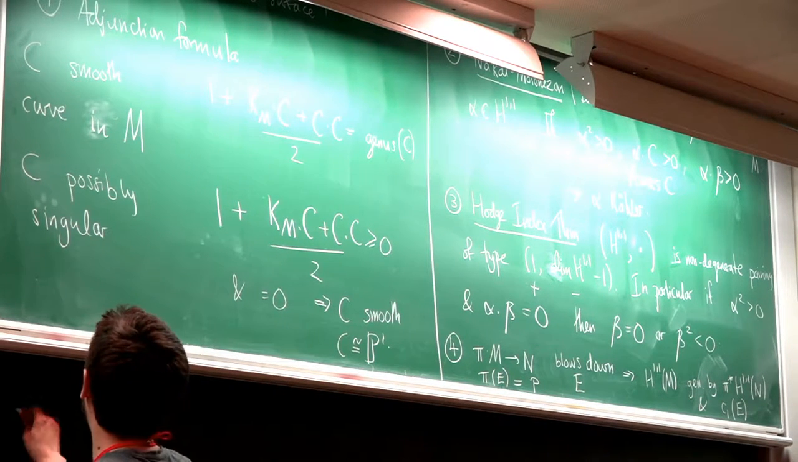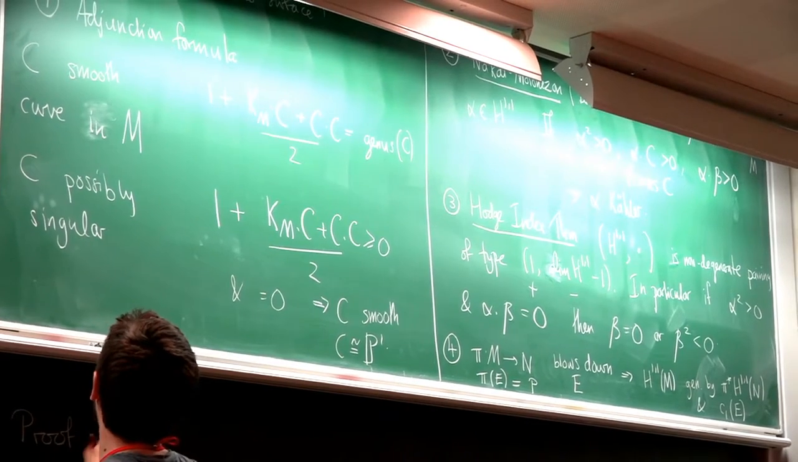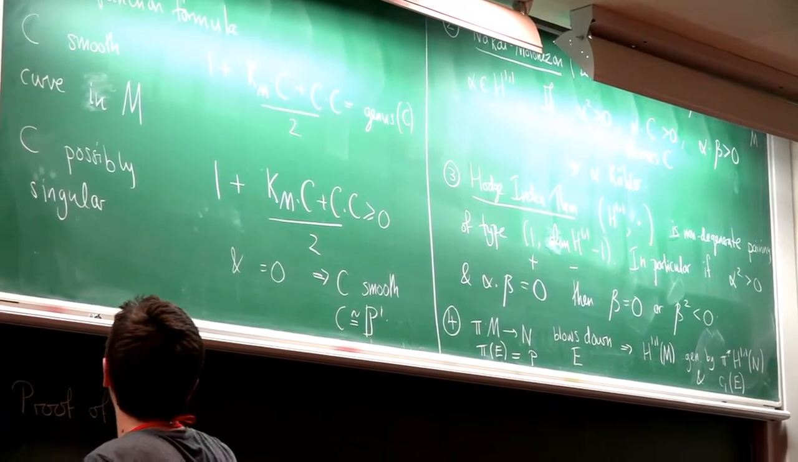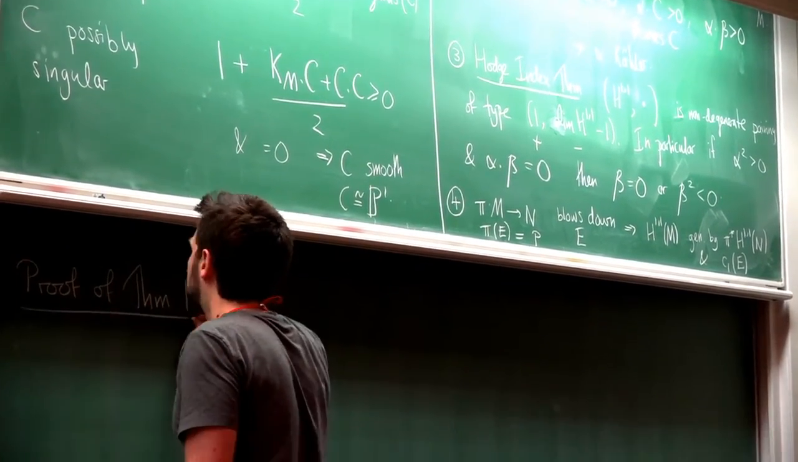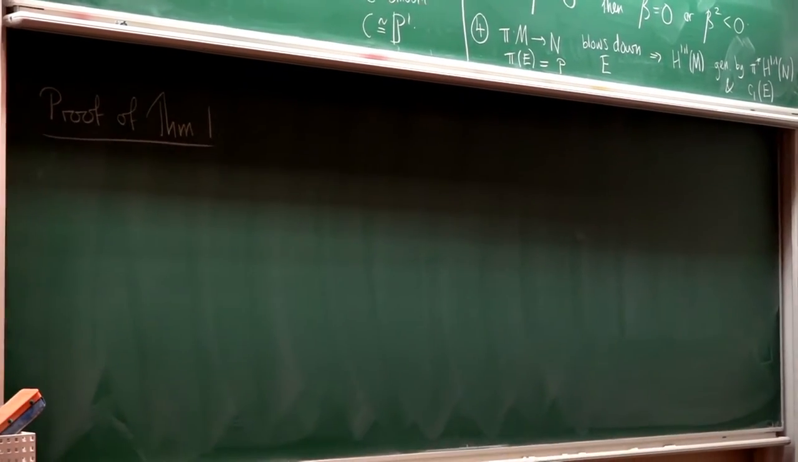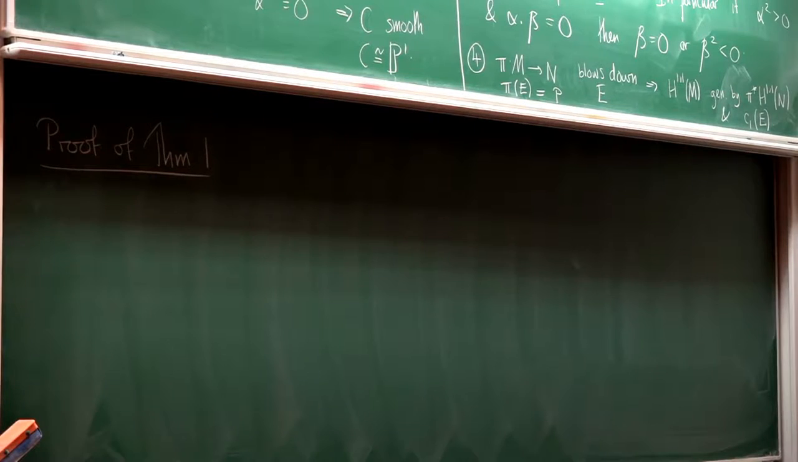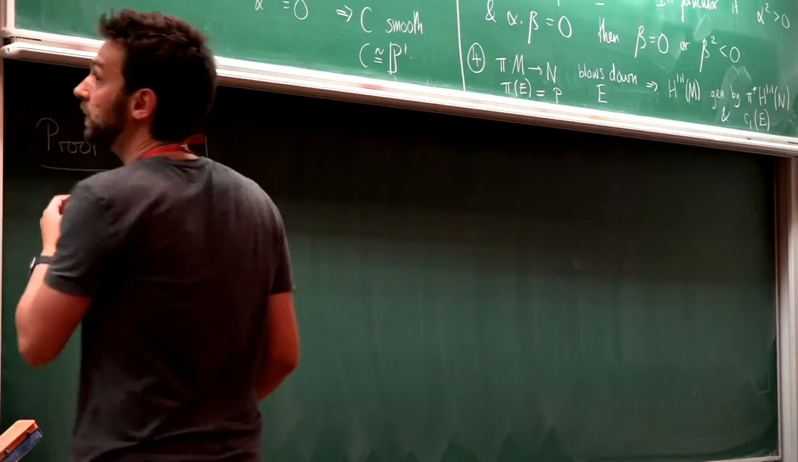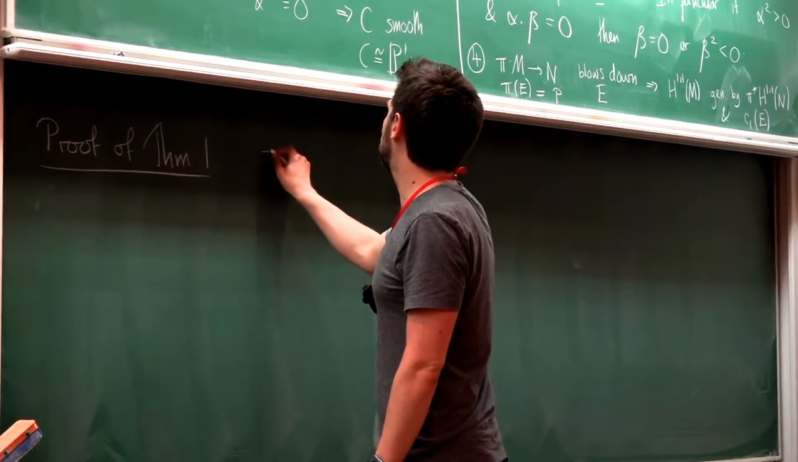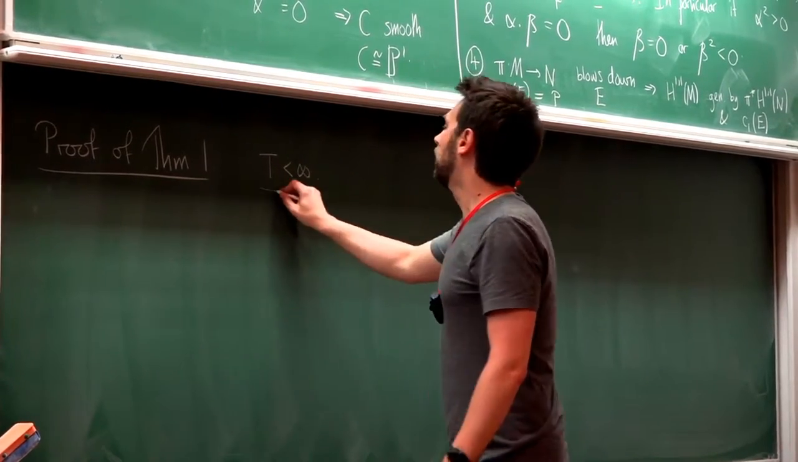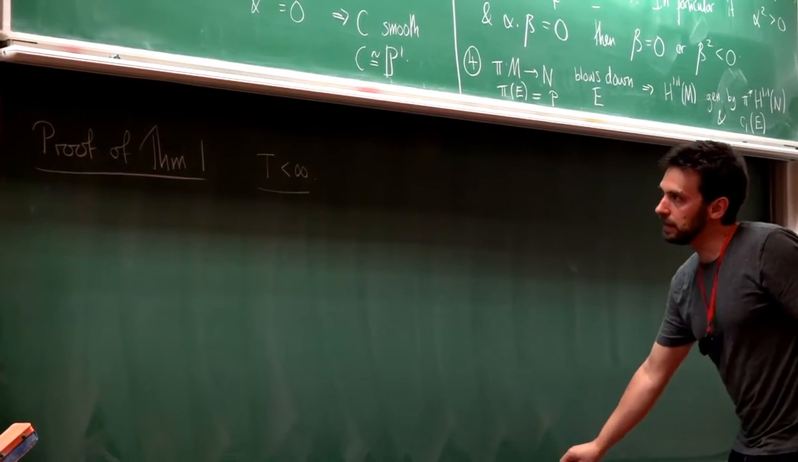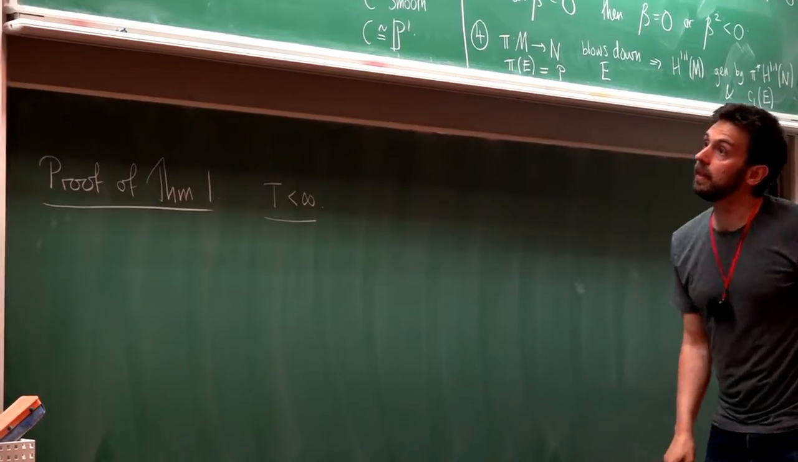So now let me give the proof of theorem one, which is quite involved, actually. It uses these tools a lot. So this is what I want to prove, just with this assumption. Okay. So first of all, why is T finite? This is easy to see.